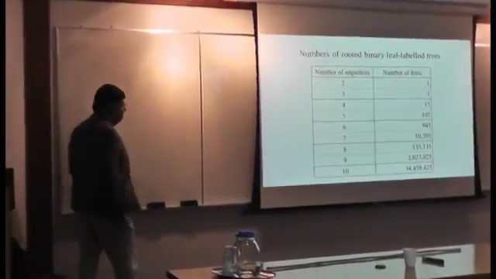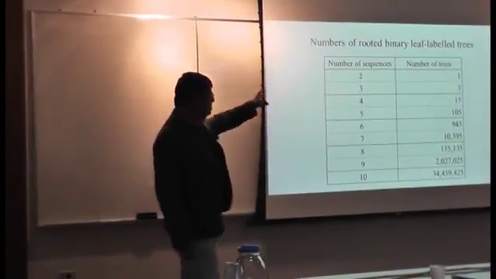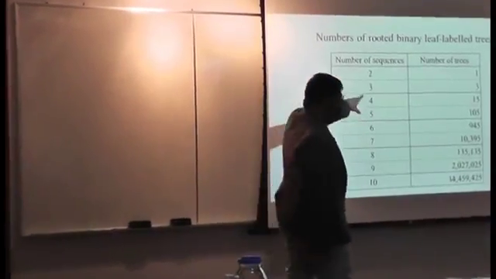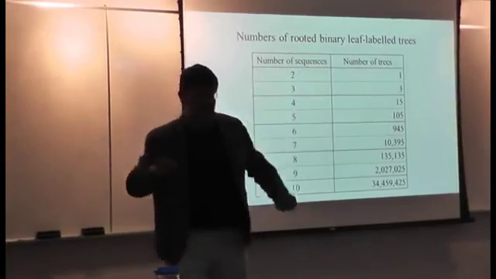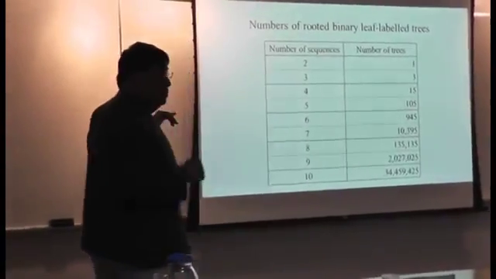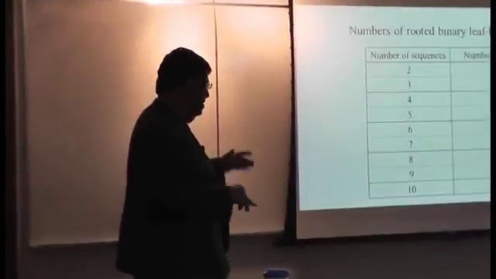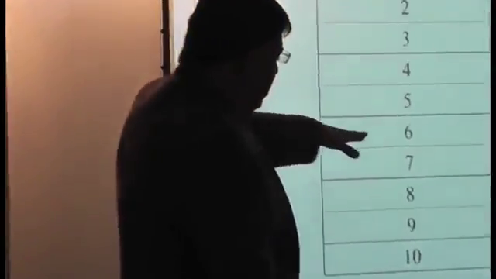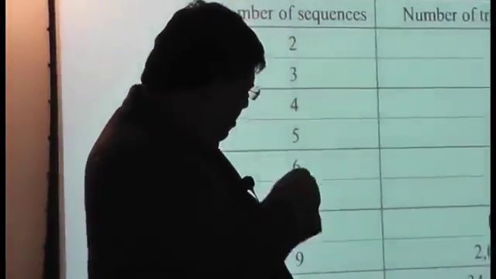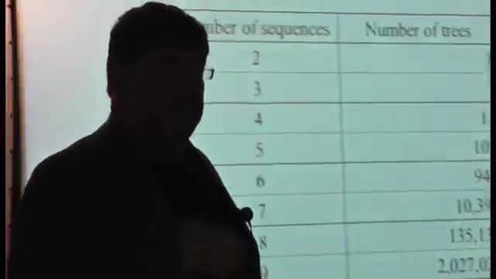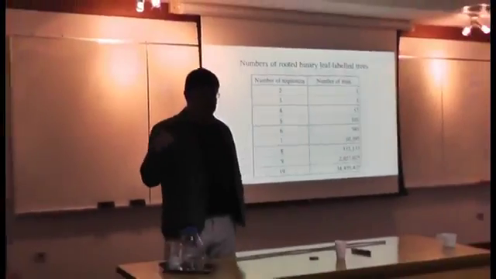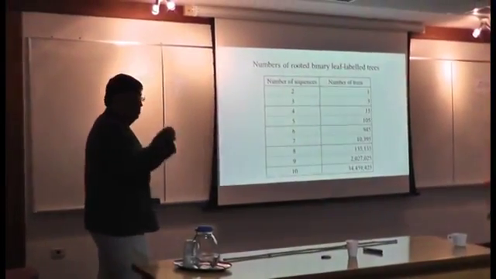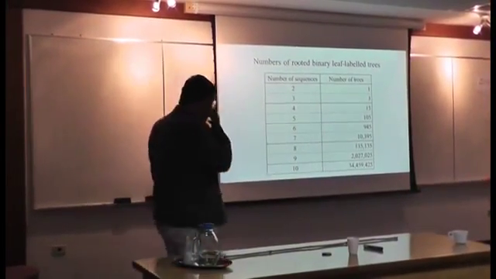For those who were not here yesterday or who don't remember, this is the number of trees that you have according to the number of terminals or the number of species at the tips. Okay, so this number grows very fast. And as I said yesterday, when you reach 100, you have a number which is so big that it's bigger than the summation of all the particles in the known universe. So these numbers are super astronomical, as they call it in mathematics.